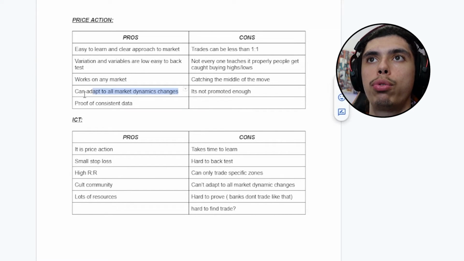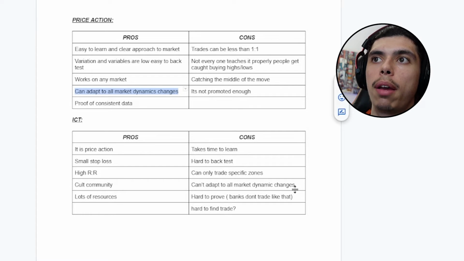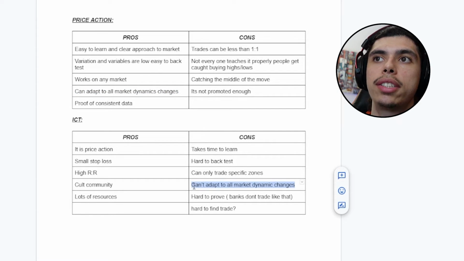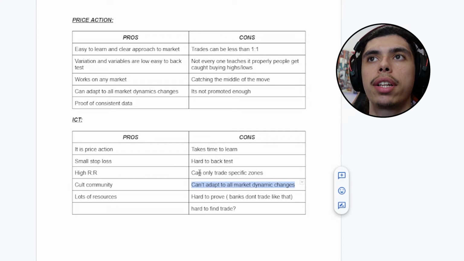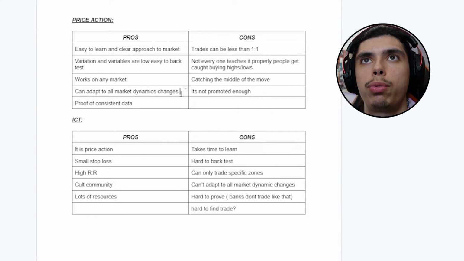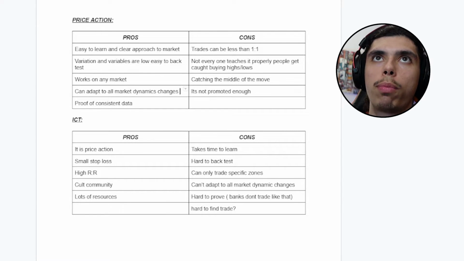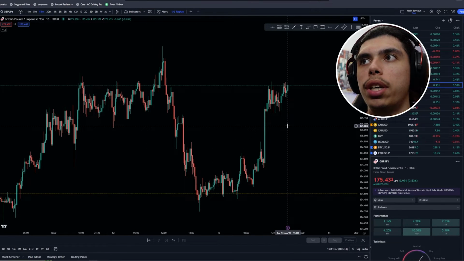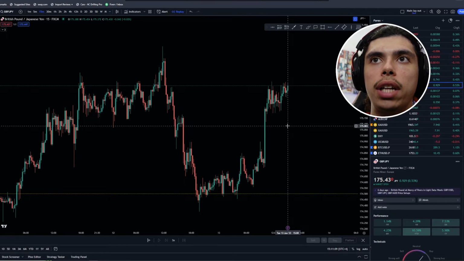And this is a huge one, and it's one of the cons that ICT has: it can't adapt to market dynamics, but price action can. Since we trade in a simplistic approach, for example, what if order blocks stop working? What if this stops working? What if that stops working? If all of that stops working, then you guys are stuck, right?